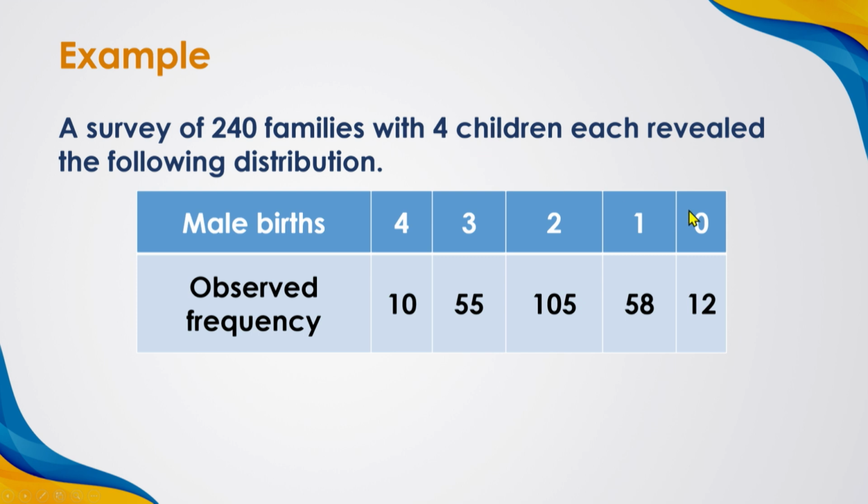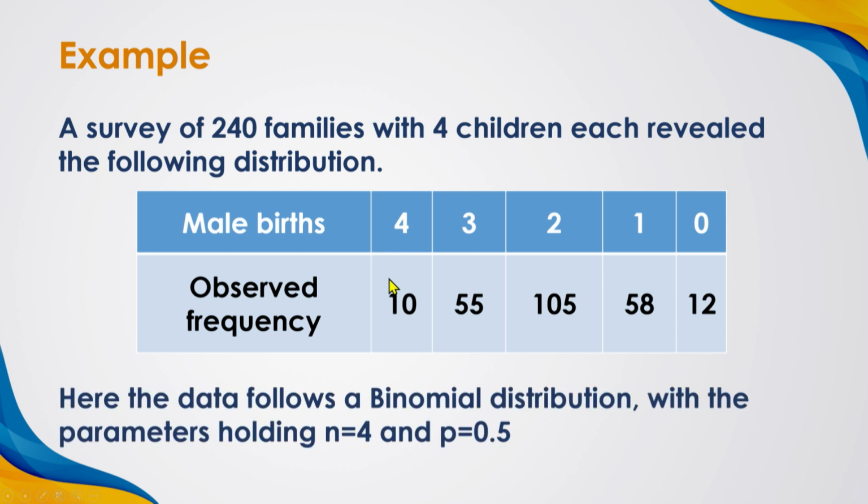Among them, 0 male children is in 12 families, whereas 58 families are having only 1 male child, whereas 105 families are having 2 male children. Similarly, 55 families are having 3 male children. At the end, 10 families are having 4 male children, that is, all 4 children are male. You can see the probability distribution, how it has been distributed.